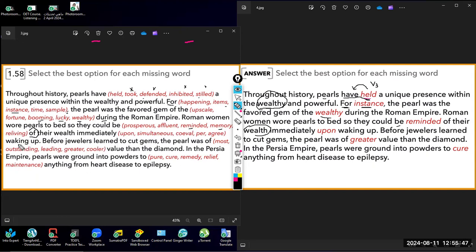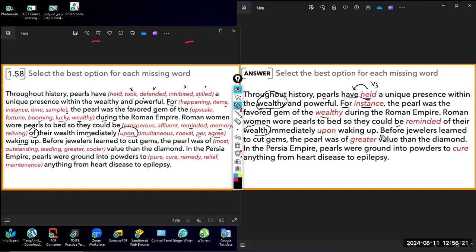Now, because I'm talking about waking up, I have to say of their wealth immediately. I cannot say simultaneous, for example, or per day, per month, per year. I don't have anything like that after the word. And if I want to say agree, absolutely, I have to use the preposition with agree. For example, I agree with you, and I don't have here any with after the word. So I have to say upon waking up.